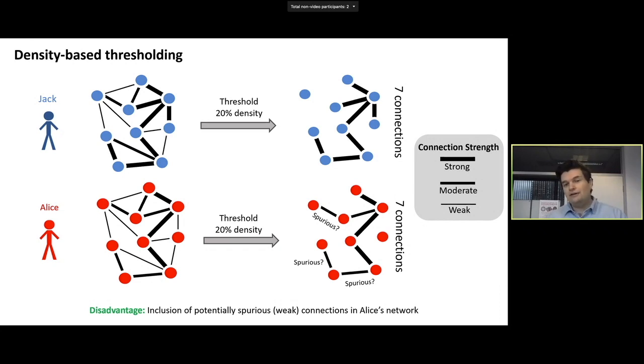But the disadvantage here is that in the case of Alice, to get Alice's network to 20%, we've had to admit some of the connections with moderate strength. And these connections are more likely to be spurious. So we're kind of adding in connections to make up the numbers, but these spurious connections can add noise and a different kind of confound to the network.